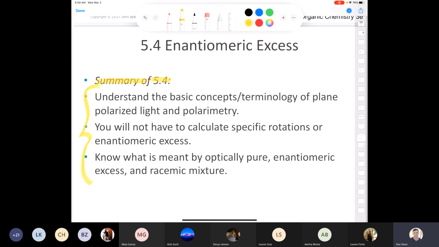You need to understand what plane polarized light is. You should understand how the polarimeter works, right? You shine the plane polarized light through a chiral compound, and it's going to rotate plane polarized light. If it was the enantiomer, it would rotate it in the equal and opposite direction.